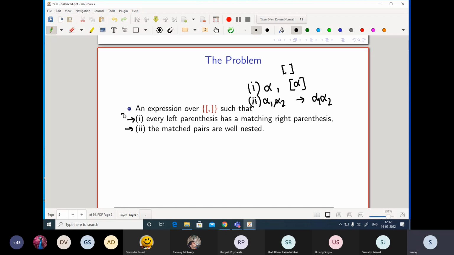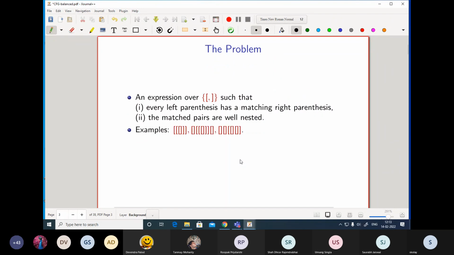So this is the inductive definition for whatever I've said, that every left parenthesis should match a right parenthesis and it should be well nested. Any questions regarding the problem definition? Okay, so let's look at a few examples.